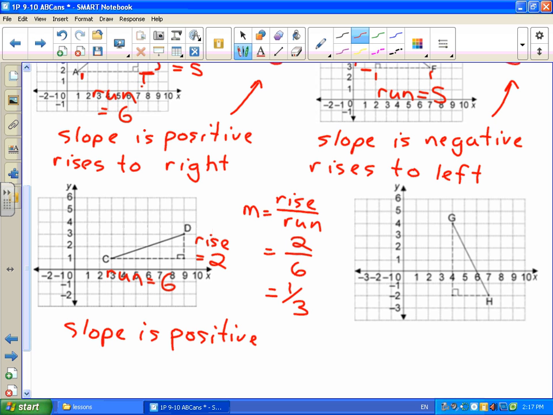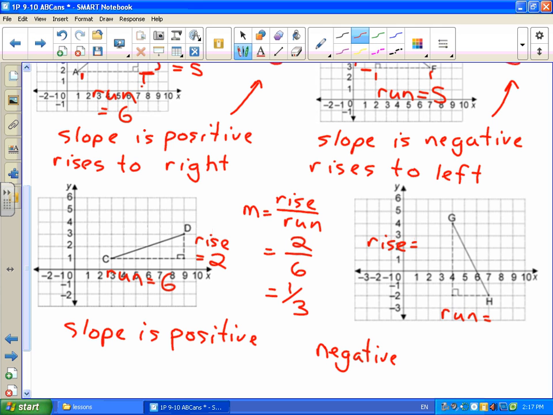G to H. Just looking at this, is our slope going to be positive or negative? How can you tell? What do you mean by it's in the negative section? Exactly. It's going down as we go from left to right, or it rises as we go to the left. So our slope is going to be negative. Let's see if we can get our rise and our run. We'll start with our run. I think that's a little bit easier.